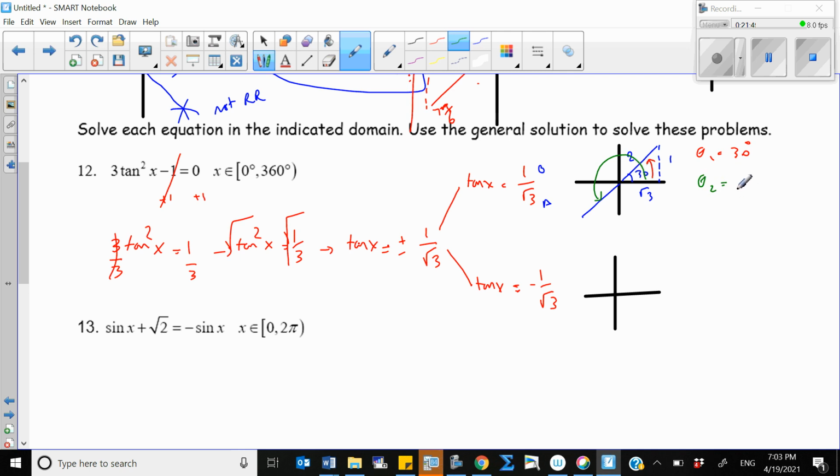Find theta 2. And for this one, again, the same way. This time tangent is negative, so the angle is here and here. You find the ratio of the sides for the right triangle and find your angles. One of them is going to be this one and this one. So you need to find theta 3 and theta 4.